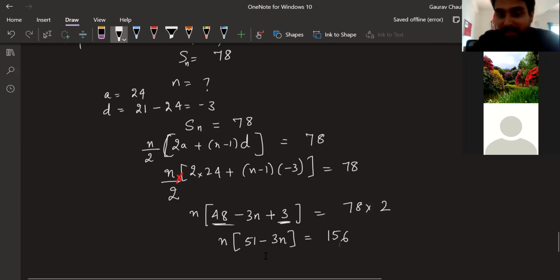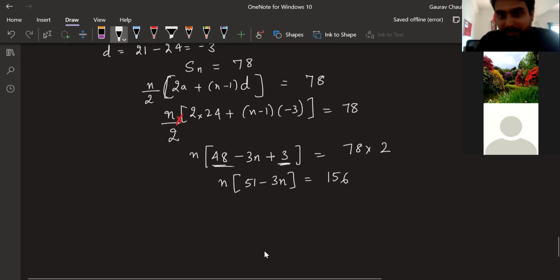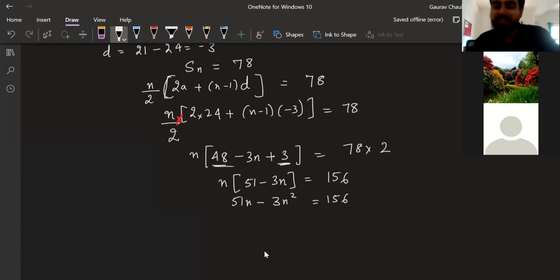Now I'm going to open the bracket. So it's 51n minus 3n square is equal to 156. I'm going to take everything to the right hand side so that I have a positive coefficient on my n square. 156 minus 51n plus 3n square is equal to 0.